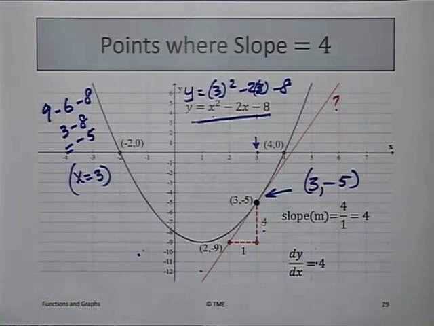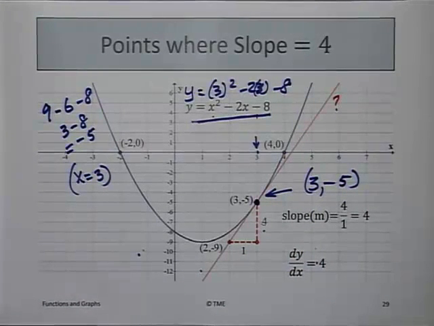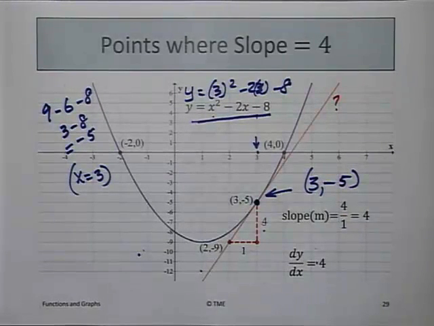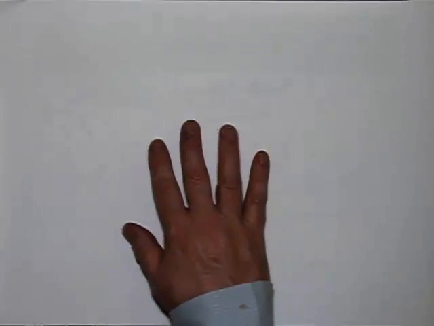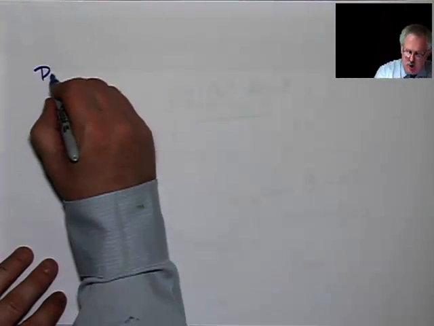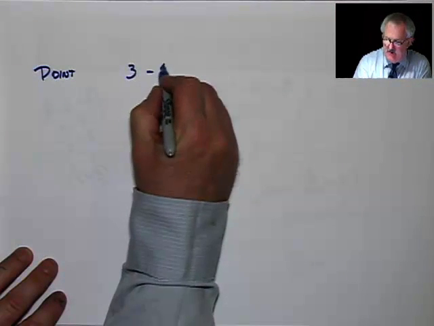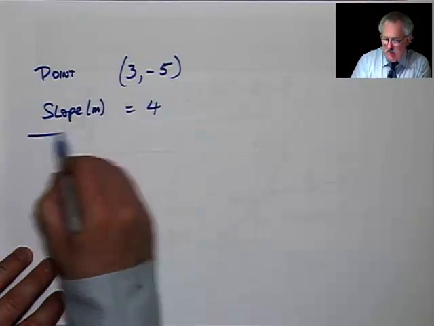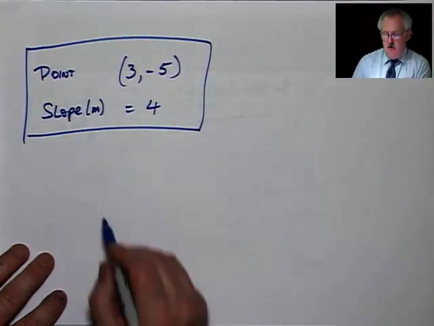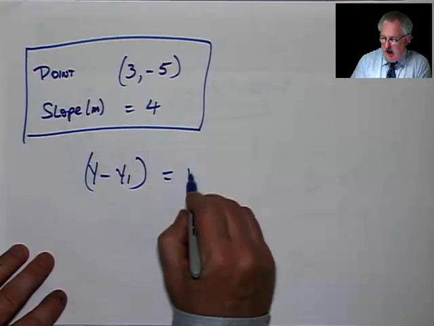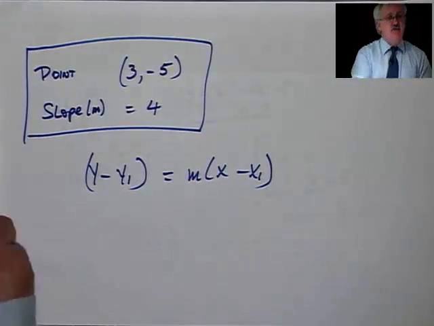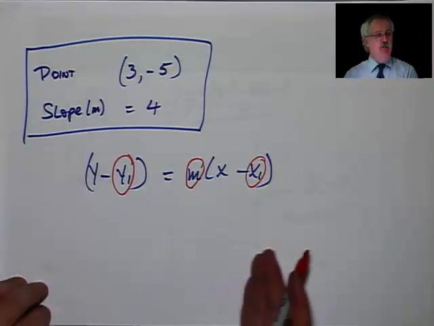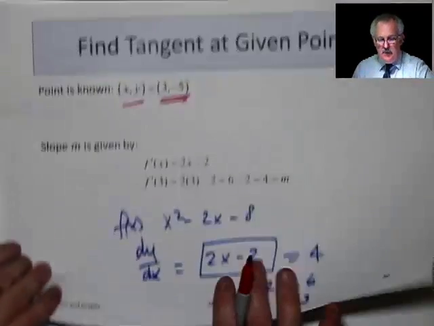So now it becomes a fairly straightforward line question. Given a point, given the slope, what have I got? I've got two things, all I ever needed to draw a line. The point was 3, minus 5, and the slope, m, was 4. There must be an equation for that. y minus y1 is m into x minus x1, or something like that. I have x1, I have y1, I have m. I should be able to do it. So let's go and do that then.